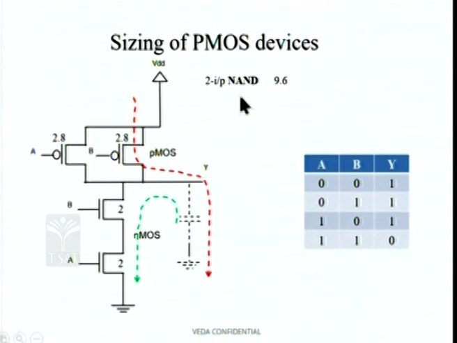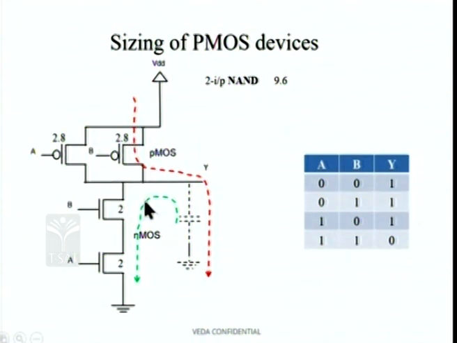What about sizing of PMOS devices in a 2-input NAND gate? This is a 2-input NAND gate in which these two constitute the pull down network and these two constitute the pull up network. Typically, the pull up network is the dual of the pull down network. You know what is meant by the dual of a particular logic expression. I am not going to go into that, but this is the dual of this.